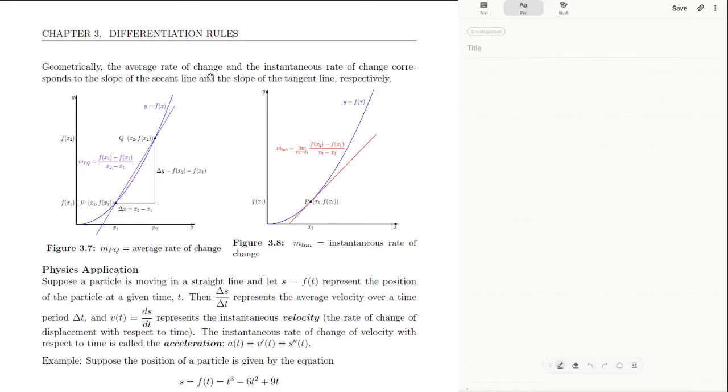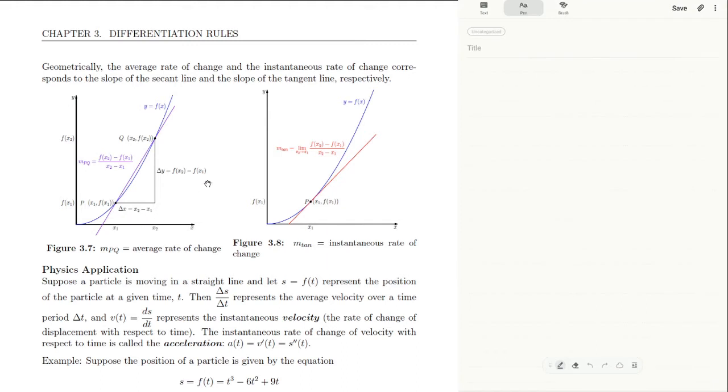So the average rate of change and the instantaneous rate of change correspond to the slope of the secant line and the slope of the tangent line, respectively. So over on the left, we have a function y equals f of x and the 2 points P and Q. And so the average rate of change, which is the change in y divided by the change in x, is really just the slope of the secant line through these 2 points. So it tells us how much on average the function will change over the interval from x1 to x2.